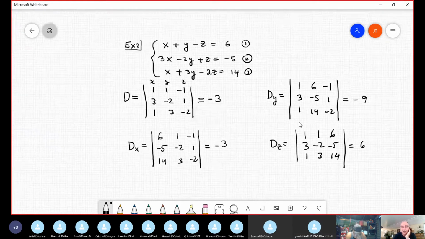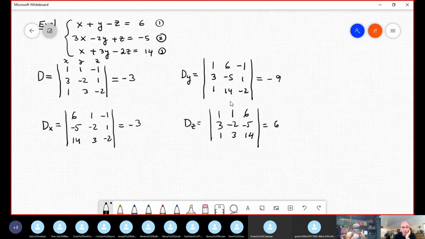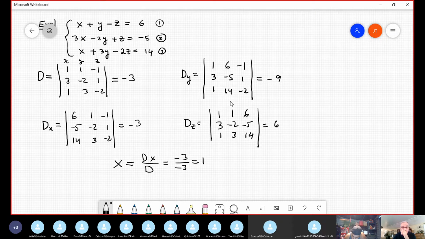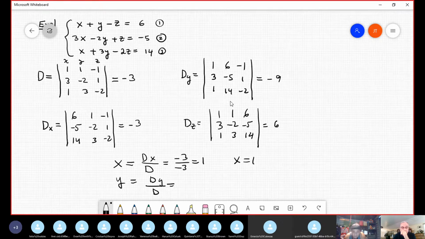Now ready to apply Kramer rule. Kramer rule says x value is the division dx divided by d. In our example, dx is negative 3 divided by negative 3 is positive 1. X is what? Y is equal dy divided by d. And negative 9 divided by negative 3 is positive 3. Y value is positive 3.